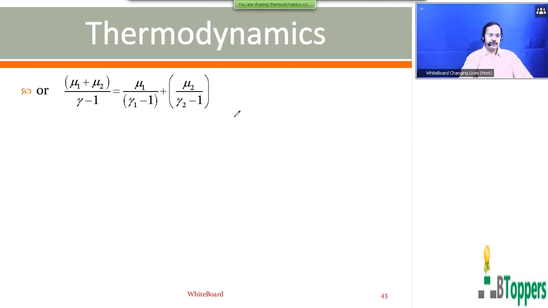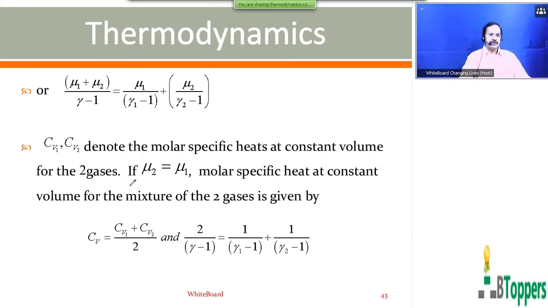We divide the equation with R, and you get (nu1 plus nu2) by gamma minus 1 is equal to nu1 by gamma 1 minus 1 plus nu2 by gamma 2 minus 1. CV1, CV2 denote the molar specific heats at constant volume for the two gases. If nu2 equals nu1, that means if an equal number of moles are mixed, the molar specific heat at constant volume for the mixture of the two gases is given by CV equals (CV1 plus CV2) by 2.